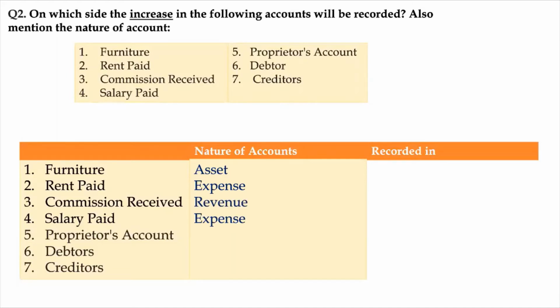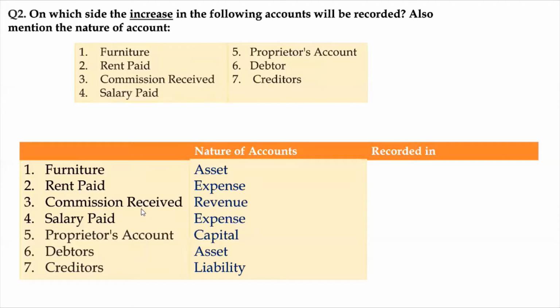Salary paid is an expense. Proprietor's account is the capital. Then debtors are an asset. Creditors are a liability. Okay, so we have mentioned all the natures of the accounts. Now we have to record in debit or credit if they are increasing, as they are saying in the question, on which side the increase in the following accounts will be recorded. If the furniture account is increasing, then on which side will we record it, debit side or credit side?